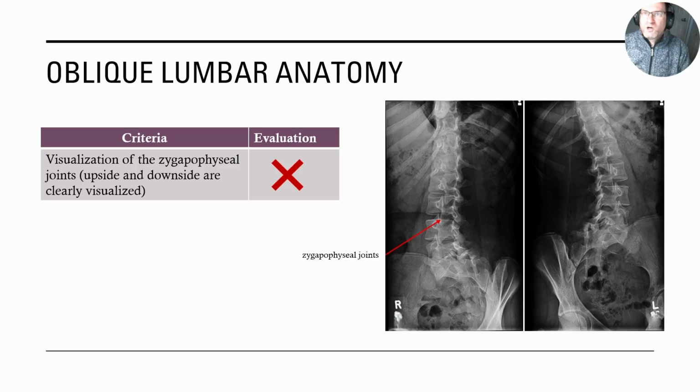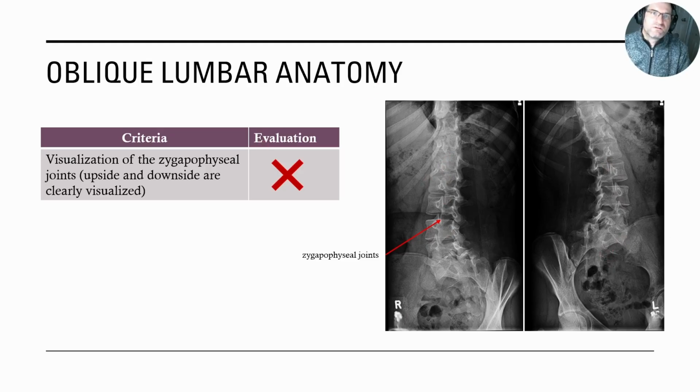Now for our oblique lumbar, there's only really one criteria for our anatomy, and that is to see the zygapophyseal joints. I put no because at the top we're kind of missing on that L1. We're kind of missing the zygapophyseal joints even in the L1, L2 area here. So they're not completely seen all the way up and down, both the left and the right.